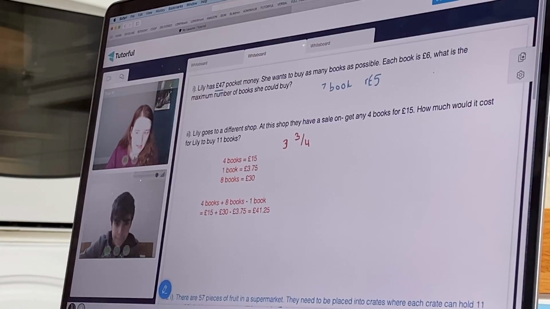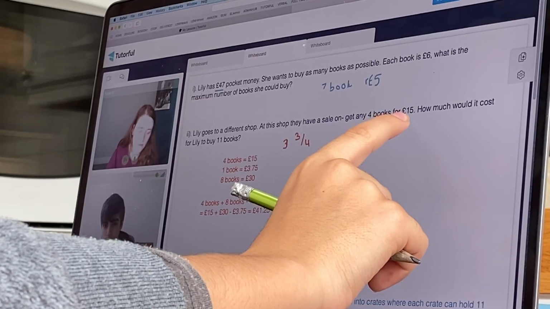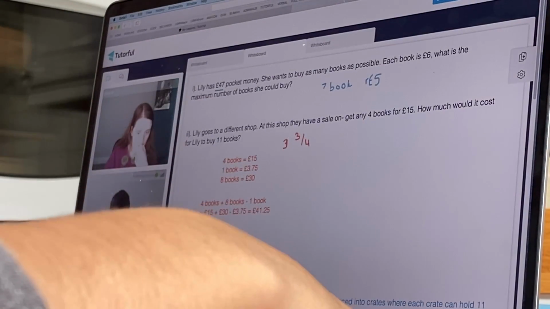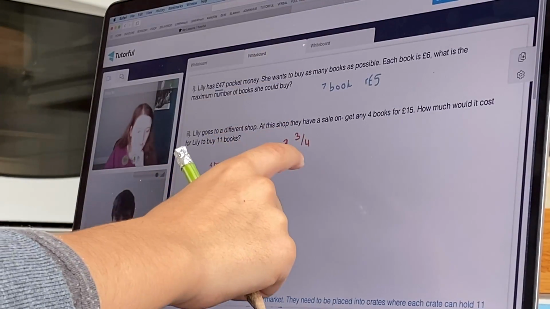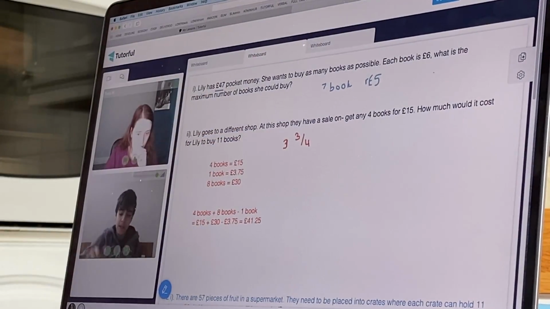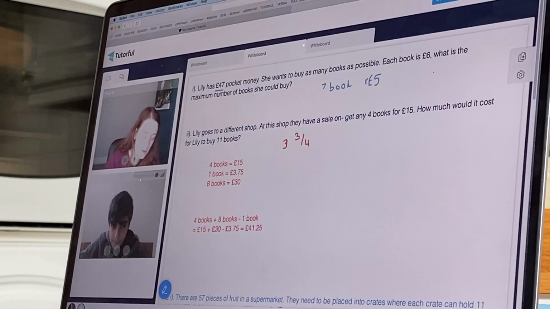How did you find that? Easy, hard? Once you can divide 15 by 4, and then once you find what one book is, you can do anything then, can't you? Because all you have to do is just multiply it by how many books they're going to buy. Can you see the way that I did it? This was just another way you could have done it. I added 4 plus 8 minus 1, which gives you 11. And then I just added the money like that: 15 plus 30 minus £3.75, which gave me the same answer. So that was another way you could have done it if you wanted to.